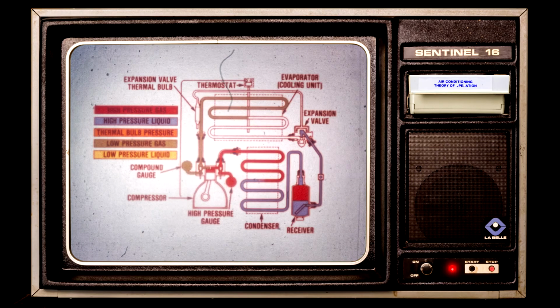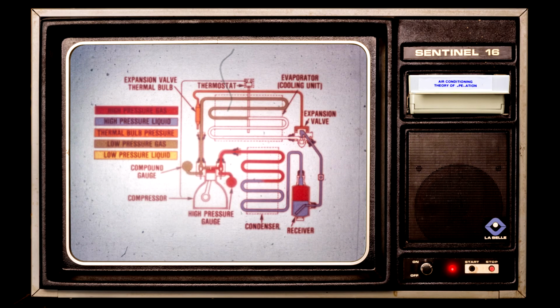Then the gas gives up heat to the outside air. As a result, the gas is condensed into a high pressure liquid, blue, in the condenser. From the condenser, the high pressure liquid passes through the receiver dryer and on to the expansion valve. Notice, though, that a pocket of high pressure gas always remains in the top of the receiver dryer.